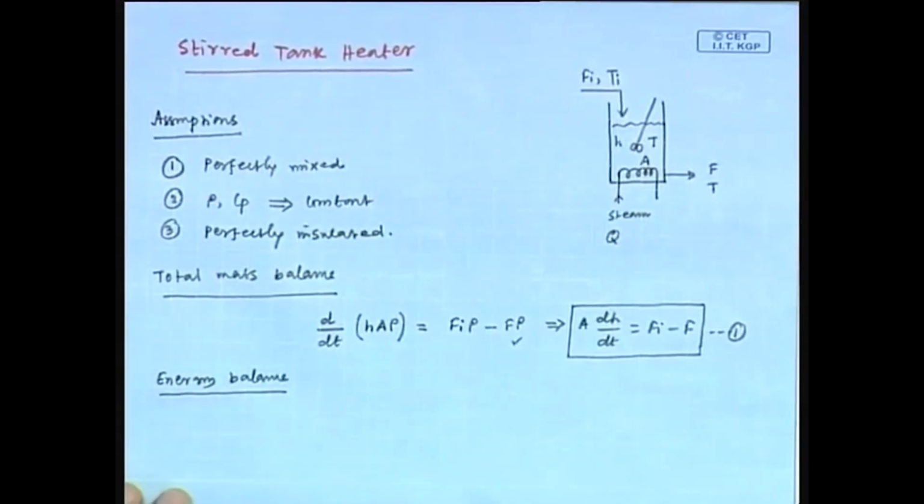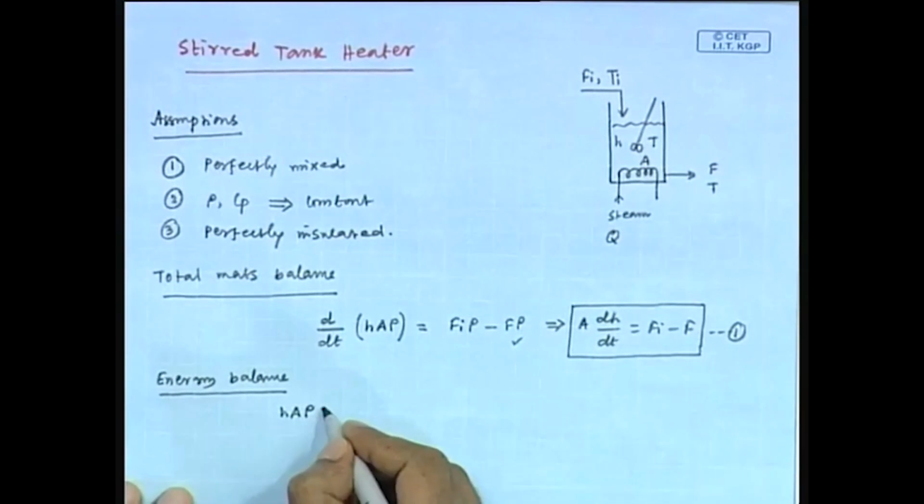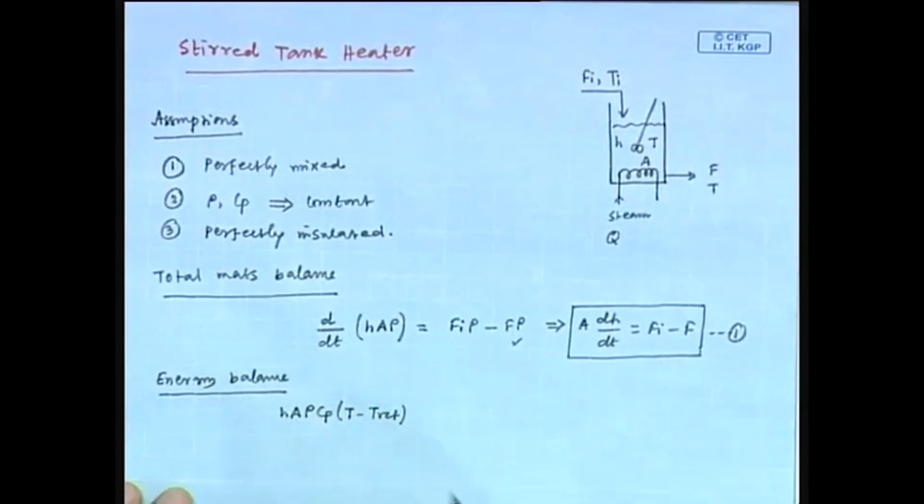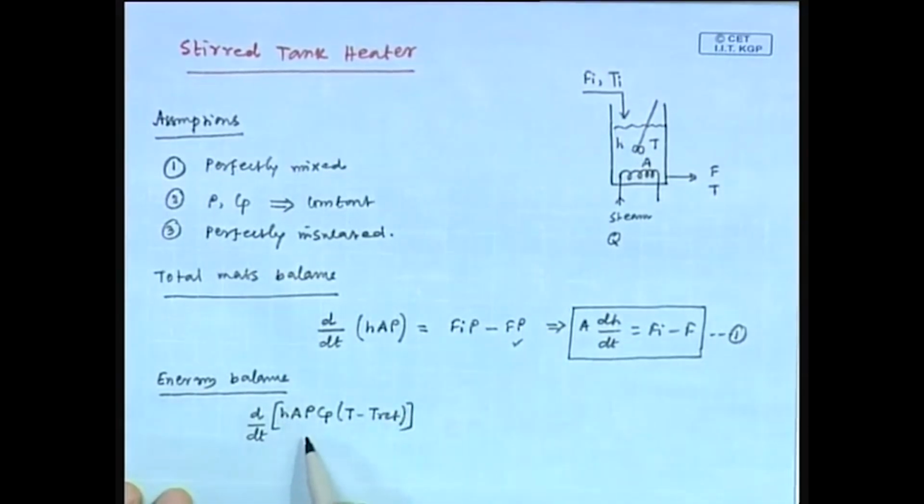Fine. What is the accumulation term? Height multiplied by area, that is volume; volume multiplied by rho, that is mass; mass times Cp times the temperature difference, T minus T reference. So, d/dt of this is the accumulation term. H multiplied by A is volume, multiplied by rho is mass. So, this is the mass, Cp, and this is the temperature difference.